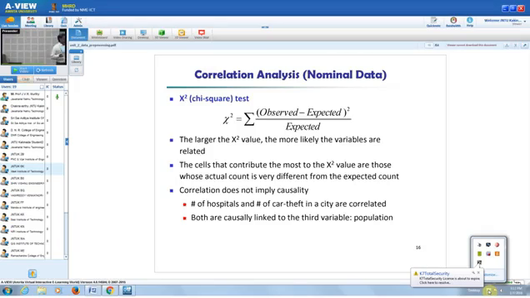So if you consider two variables A and B, and let us suppose A takes some distinct values ranging from A1, A2, etc. up to AC, and B takes some distinct values B1, B2, etc. up to BR.